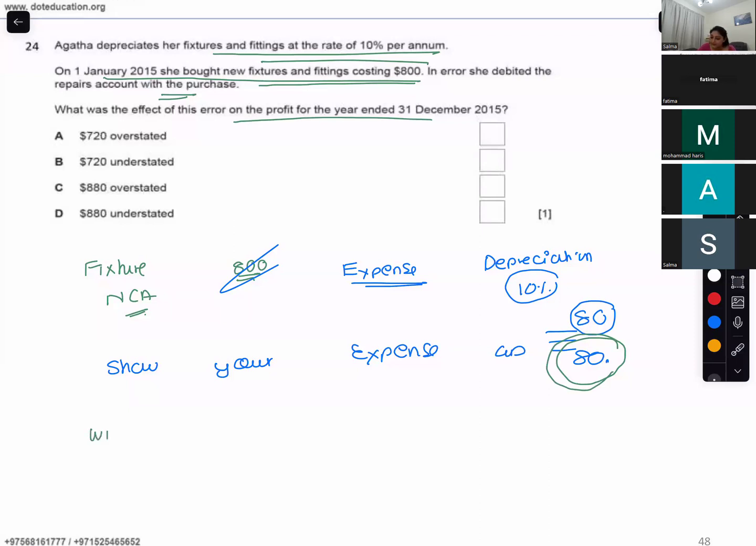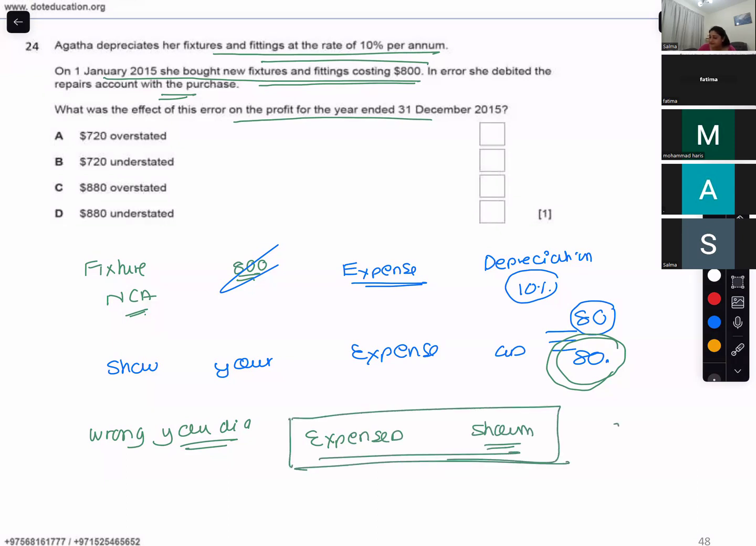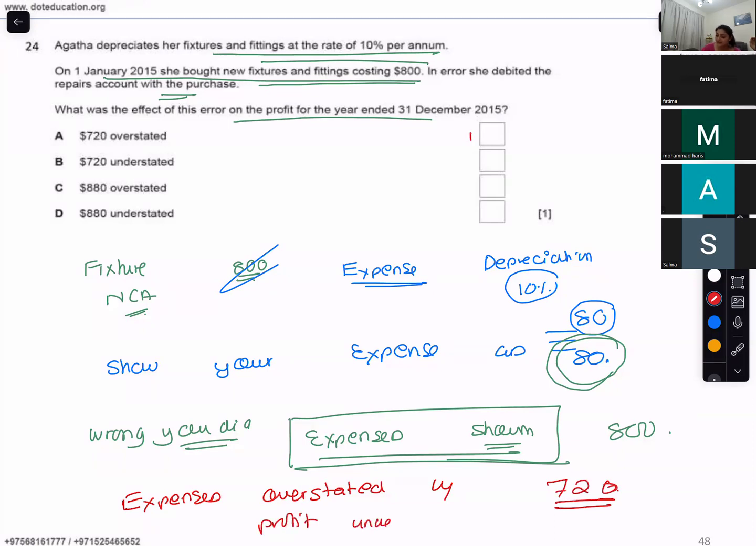But what is the wrong that you did? We debited the purchase account as well. You debited the full 800, but you should have shown 80. That means your expense is overstated by 720. So the profit for the year is understated by 720. You need to understand this and do this two to three times after I go.